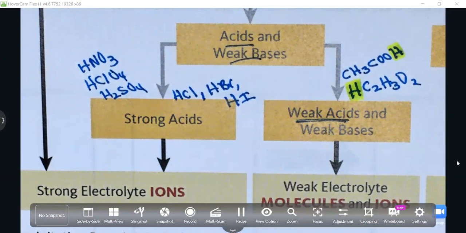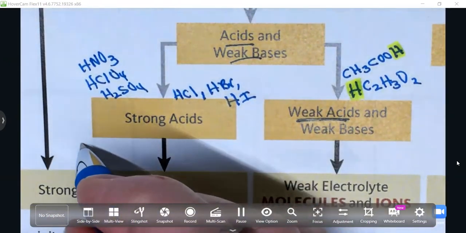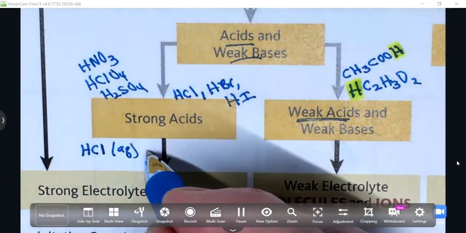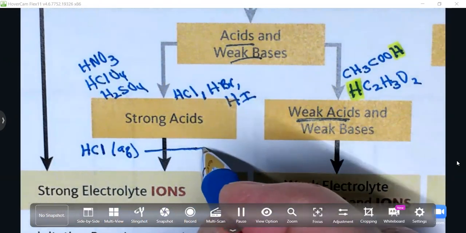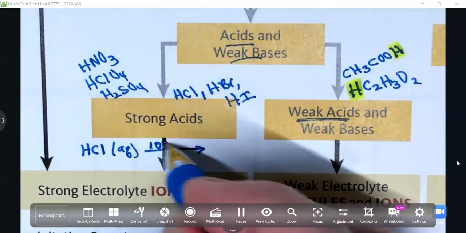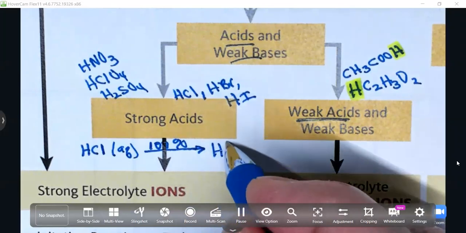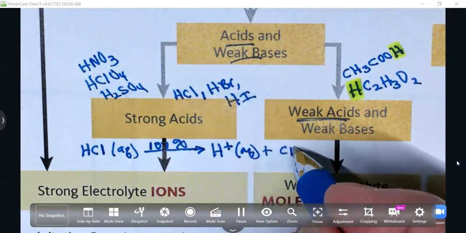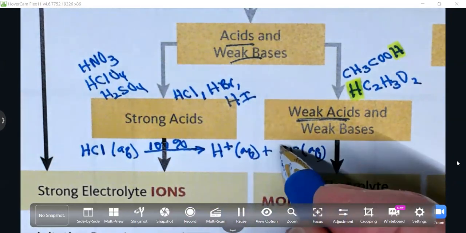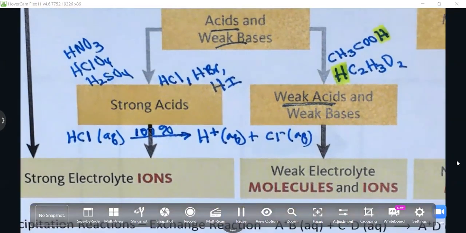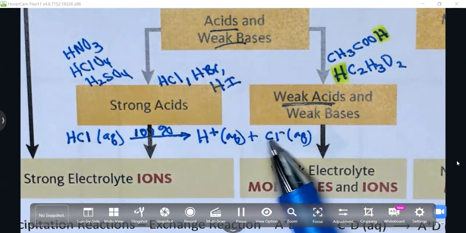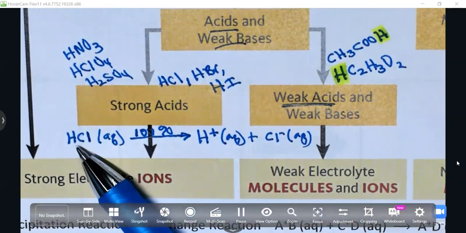If you have a strong acid, what we're saying is this. For example, HCl. You're going to get, this is what Al does, H plus and Cl minus. And I don't like the way that went way over there, but you're going to get H plus and Cl minus. 100% of this is going to split off.